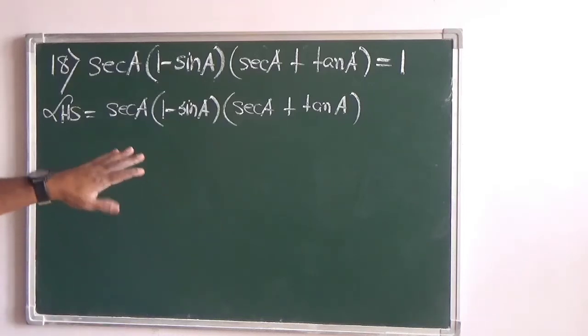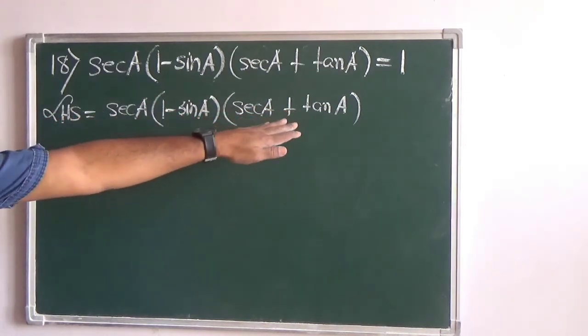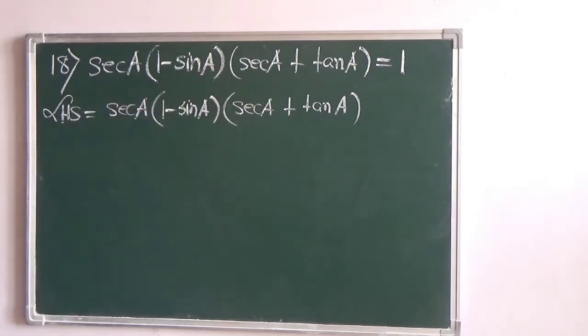Okay, now how to proceed with this? Sec A plus tan A. What you do is change sec and tan in terms of sine and cos, and then you will get the answer. Let us see, do it.